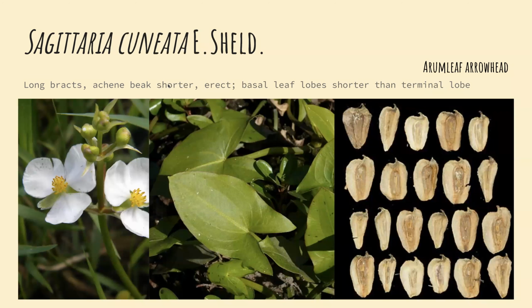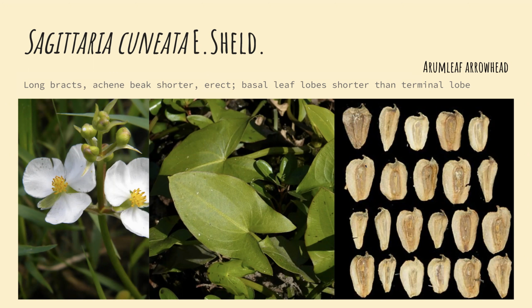Okay, so on to Sagittaria cuneata. As we saw, lots of features that were distinctive to the previous species would then be contrasted in this species. So we have leaves with now a short basal lobe, much shorter than the terminal lobe on the arrowhead-shaped leaves. So still arrowhead-shaped, but much different proportions on those leaves.